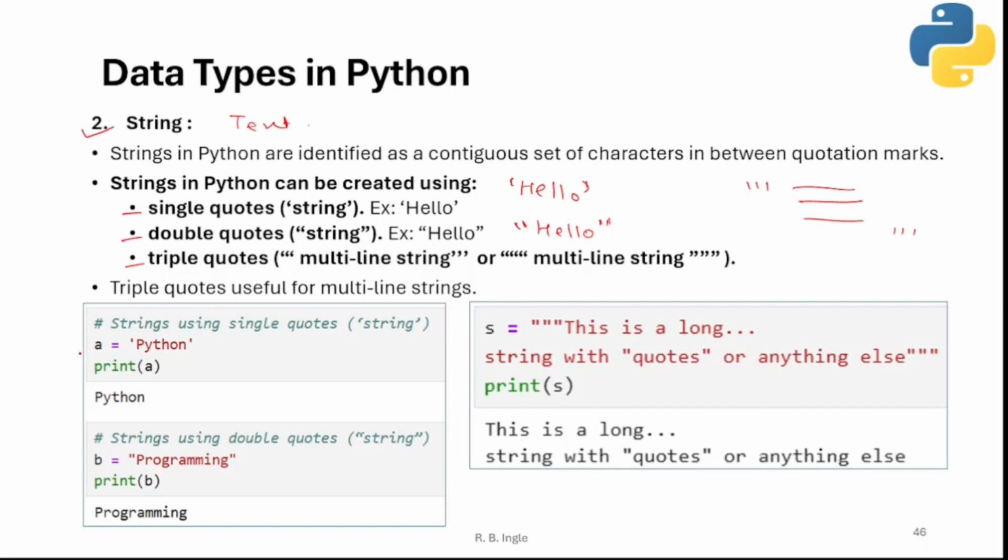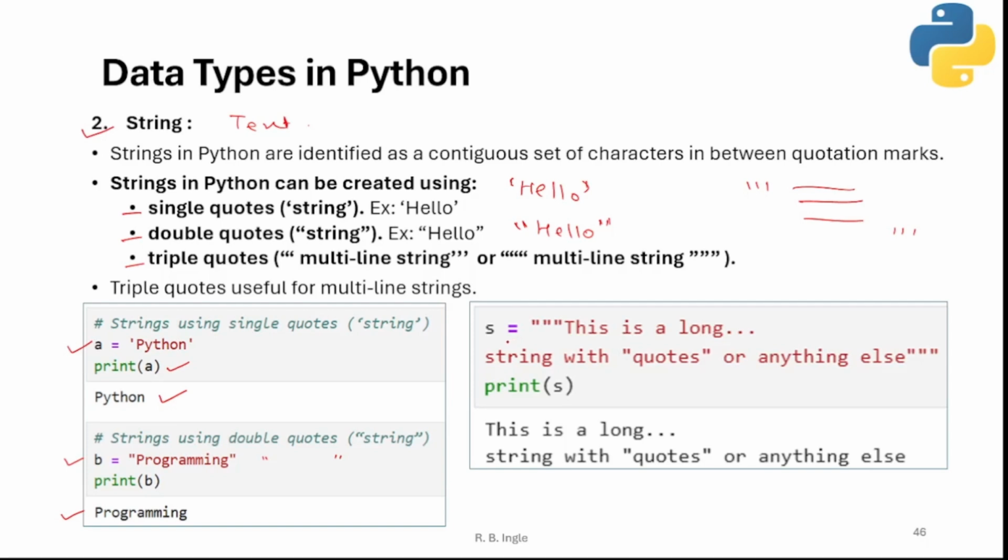Examples are shown here, like I am writing a equal to Python in single quote, then I will print a, I am getting Python. B equal to programming, now programming is written inside double quote, now I am printing B, so I am getting the programming. So here we can see I can create a string either by using single quote or double quote.